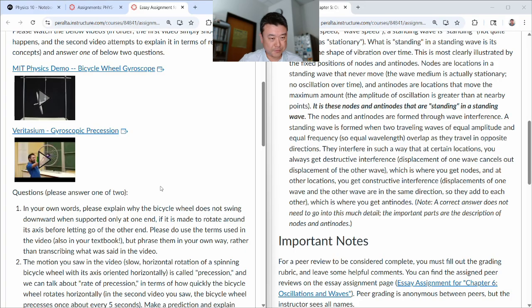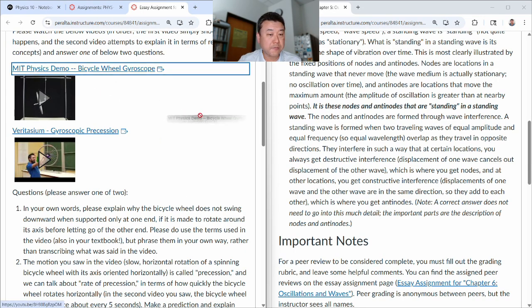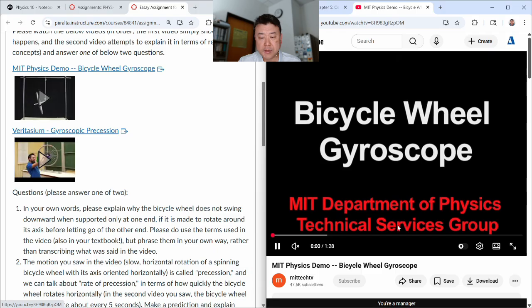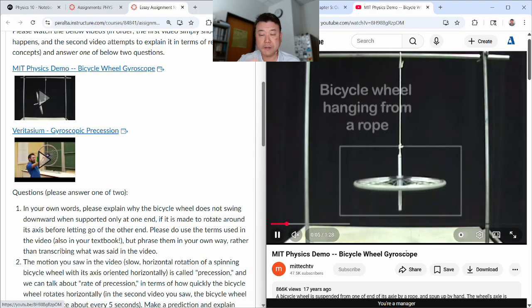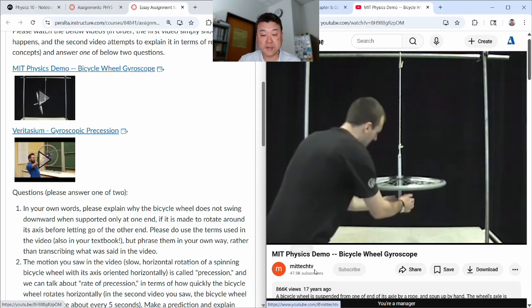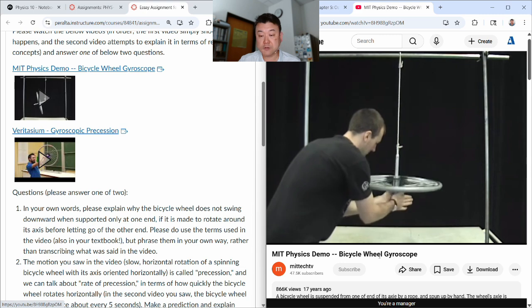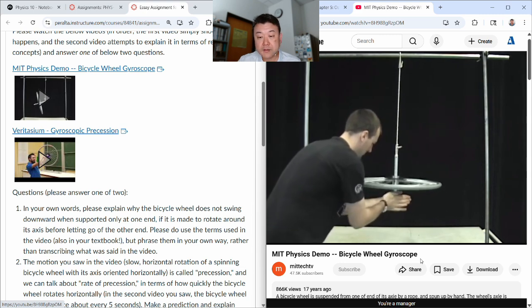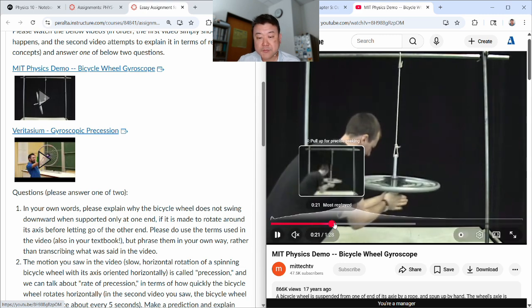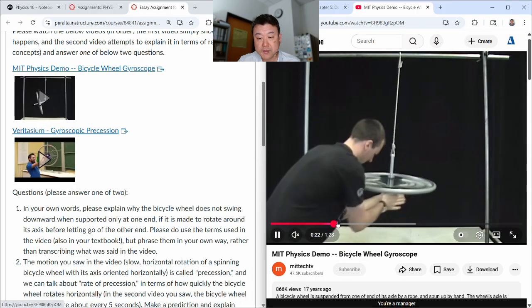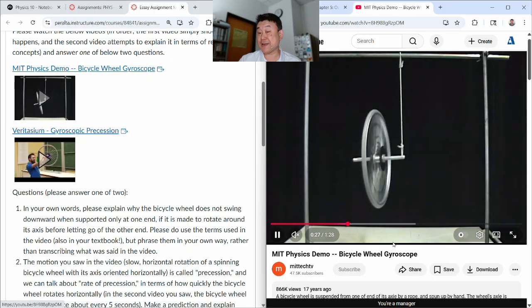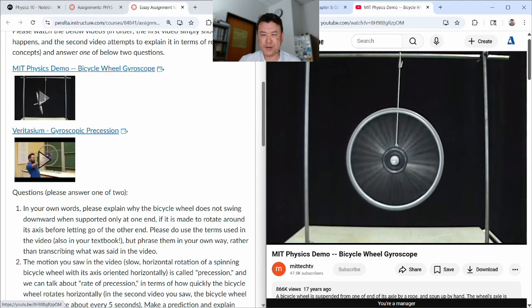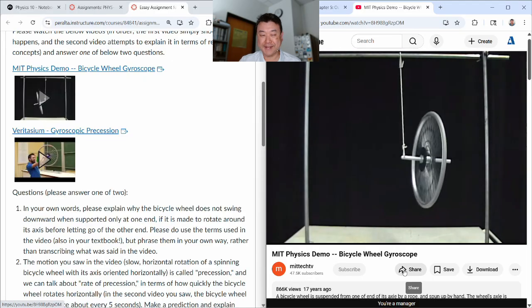But let me just show you the videos. So this is the MIT physics demo. I think I might not have to play this because I have my own bicycle wheel gyroscope demo. But if you want to watch this video, it's at MIT Tech TV, MIT Physics Demo, bicycle wheel gyroscope. By doing that he's making it spin, and when he releases it from this position here, that's where you now see the precession. It's kind of fun, really counterintuitive motion.